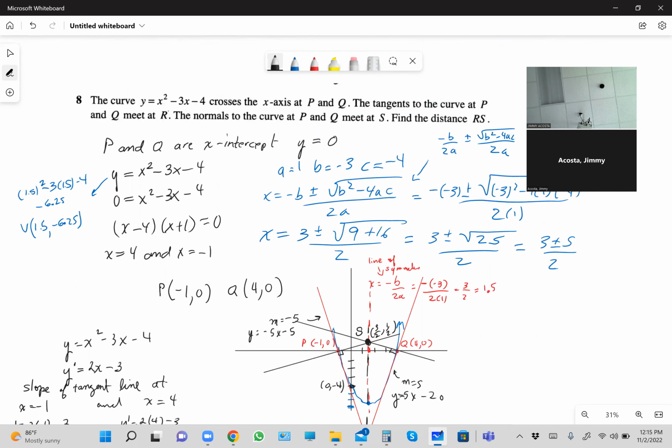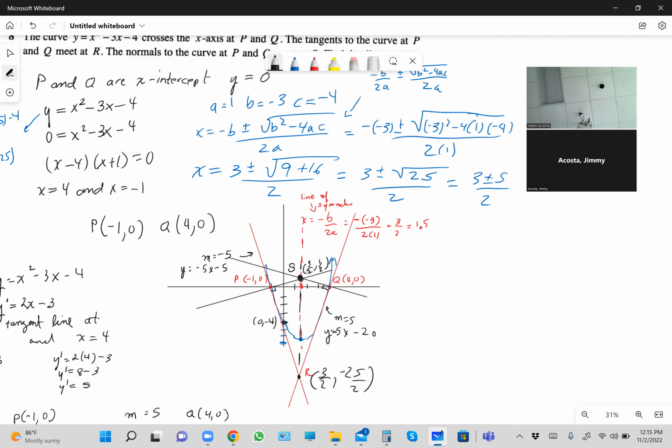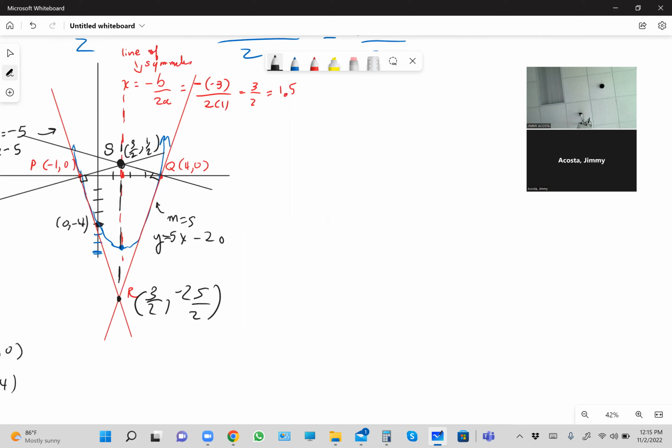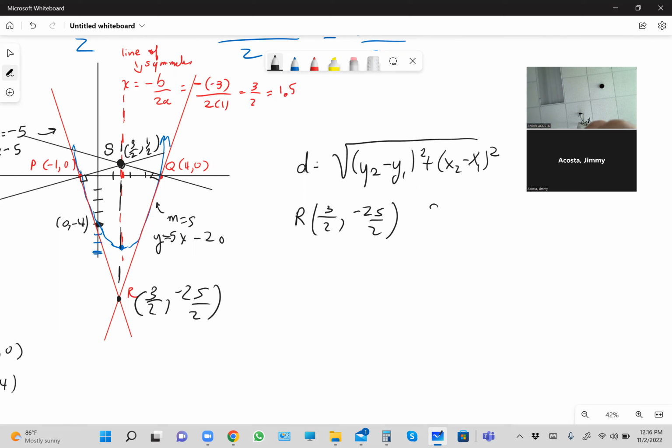Anyways, so the final part is find the distance RS. So that's the final part of the question. We look at R and S and we're like, okay, can I find a distance? Well, yes. What's my distance formula? Distance equals the square root of y2 minus y1 squared plus x2 minus x1 squared. And so now I have R here, which is 3/2 comma -25/2. And I have S, which is 3/2 comma half.